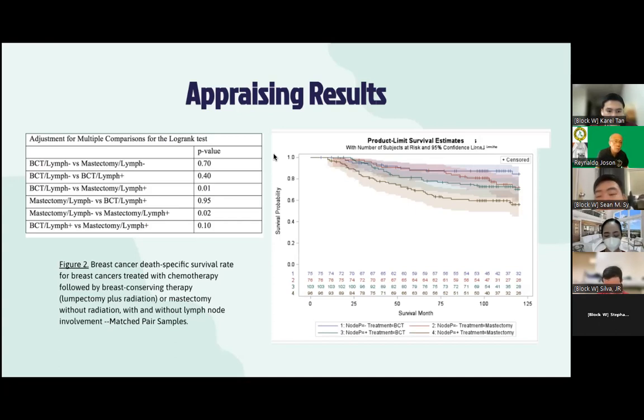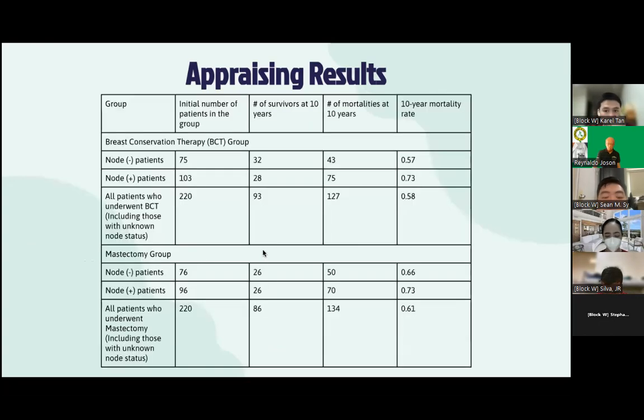However, this was not noted to be statistically significant until the 10-year mark. For node positive patients, those who received breast conservation therapy were also noted to have better outcomes than node positive patients who received mastectomy only. However, this was not statistically significant. Next slide, please.